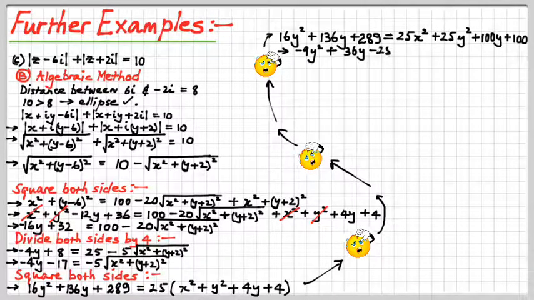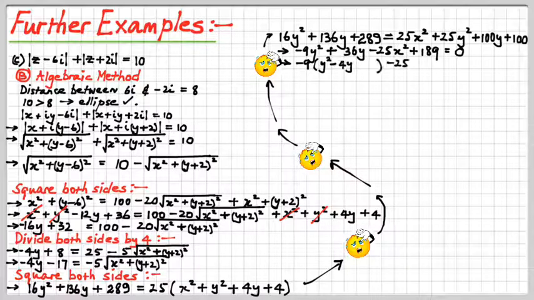So, this is what we get. Okay, 16 minus 25 is minus 9y squared. 136y minus 100y is 36y. Minus 25x squared, and then you've got 289 minus 100 is 189. Looks all right.